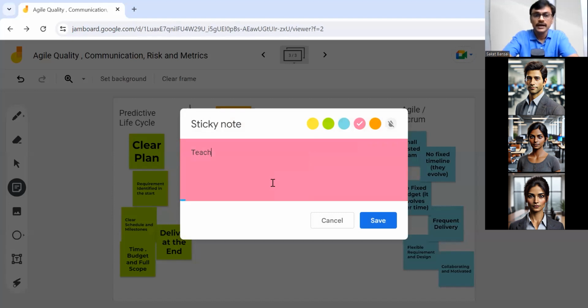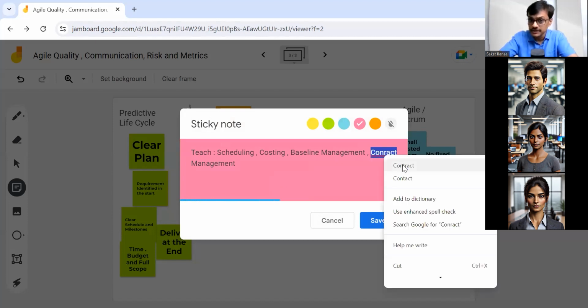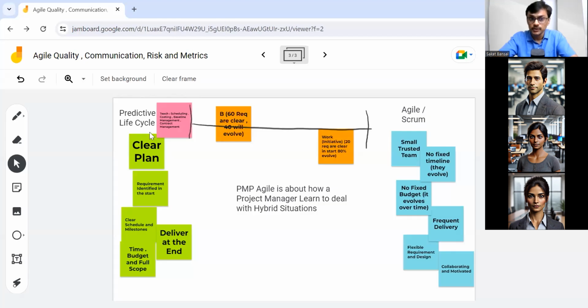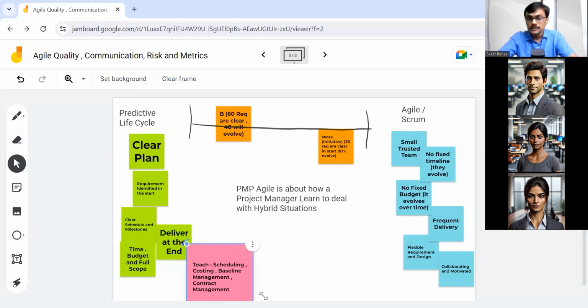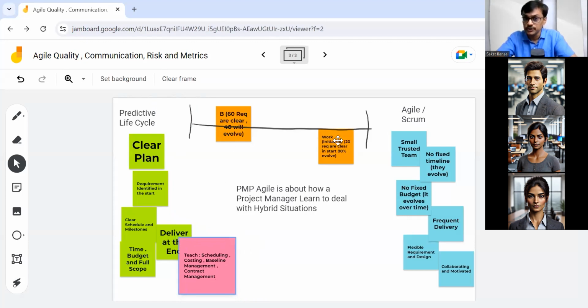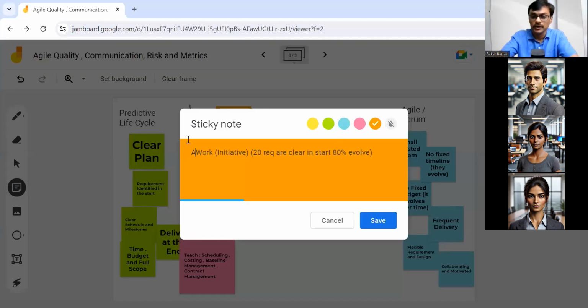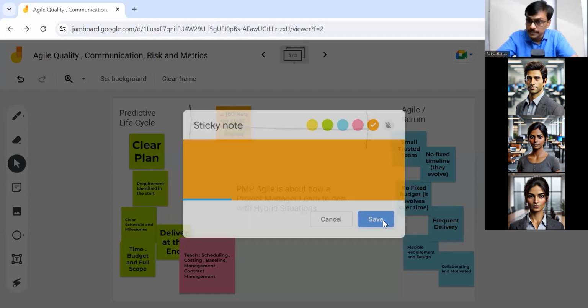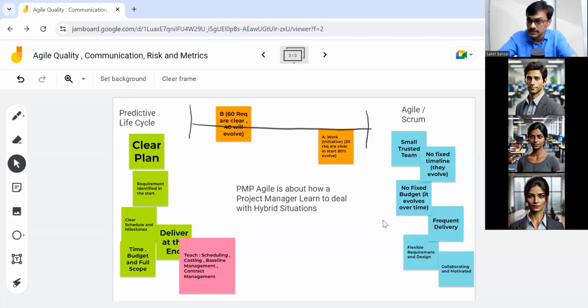Things like scheduling, costing, baseline management, contract management. Those are very much associated with a predictive life cycle. You end up learning them here. The final mix you still need to create. We don't say that in your project B and project A, you need to behave like this, because we don't know about your project. So we teach the project manager to be vigilant in selecting appropriate approaches for themselves, but we teach the foundational tools.